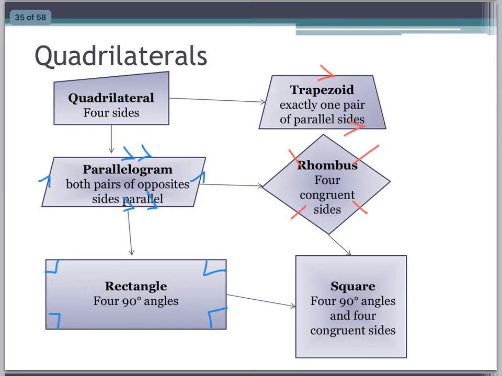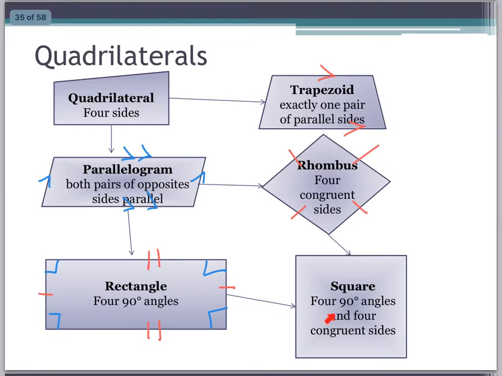Okay, so in addition to that, when you're showing me a rectangle, you have to show me that this side and this side are equal, and show me that this side and this side are equal. That is how you show me a rectangle. Those are the rules. So if I say draw me a rectangle, that's what I want.